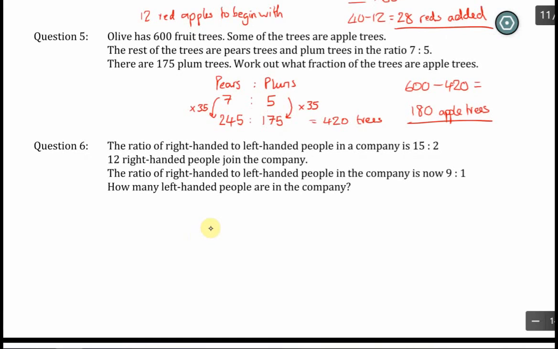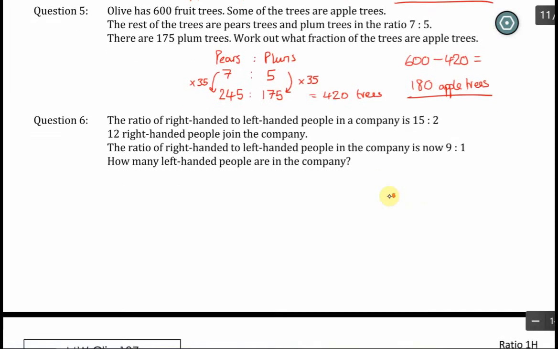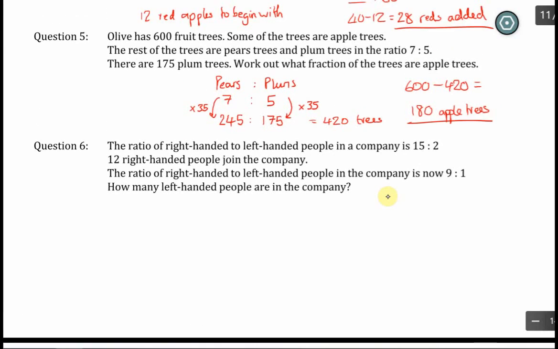Okay, and final one, question 6. The ratio of right-handed people to left-handed people is 15 to 2. 12 right-handed people join the company. The ratio then changes to 9 to 1. So this is a tricky style of question, this one. Many different ways of doing it. You can turn ratio into algebra and all sorts, but I'm going to show you one way to do it.